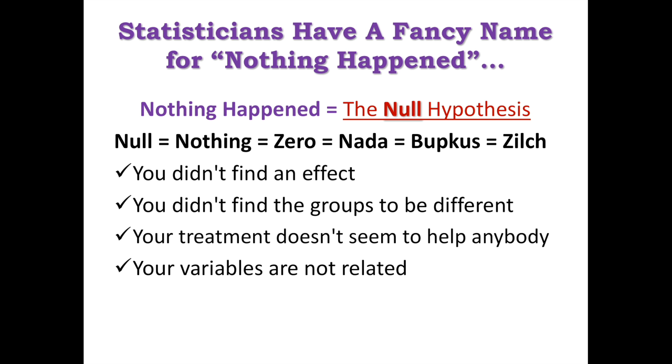The first one we have here is the null hypothesis. Null hypothesis is just a fancy name for nothing happened. Think of null like nothing, zero, not a bupkis, zilch. You didn't find an effect. You didn't find the groups to be that different from one another. Your treatment doesn't seem to help anybody, or your variables are not related, or you can't predict one variable from another.